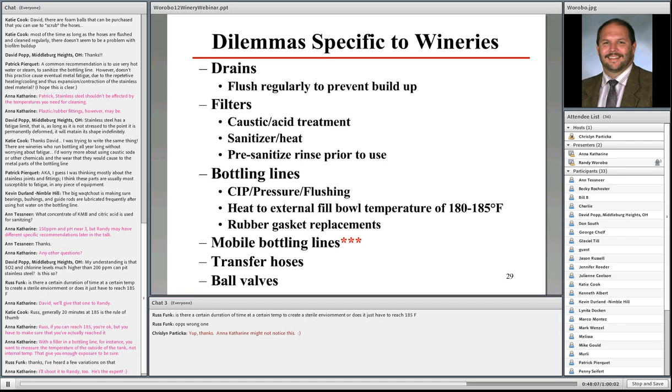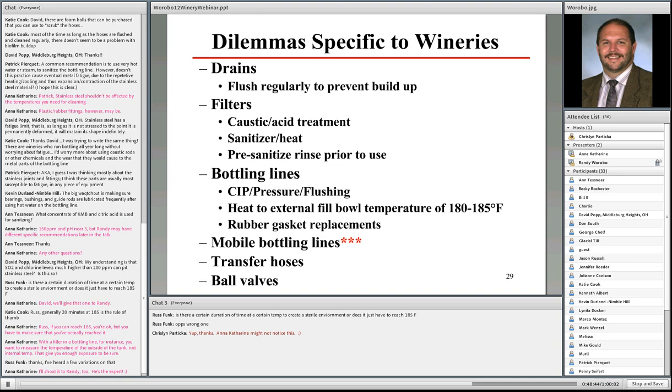Drains, it's important to make sure that they're flushed regularly to prevent buildup. Probably the best way to flush a drain is to plug up your drain hole, fill it up with sanitized water or even hot water, and then release it all at once, so it guarantees all the surface of the drain gets exposed. For filters, some people like to reuse them. I suggest not reusing them, but if you do, a caustic acid treatment and then a heat treatment to sanitize the filter, and then as a good practice, pre-sanitize just with citric SO2 prior to use.